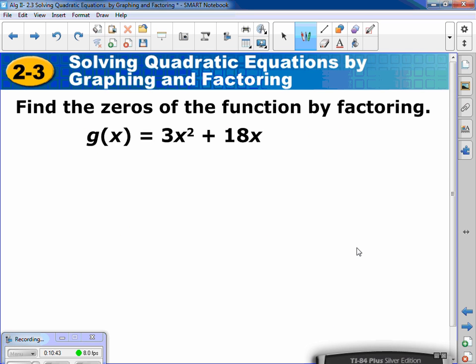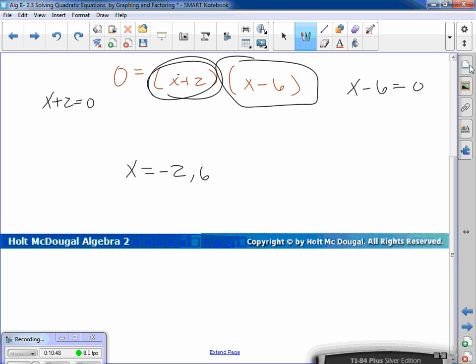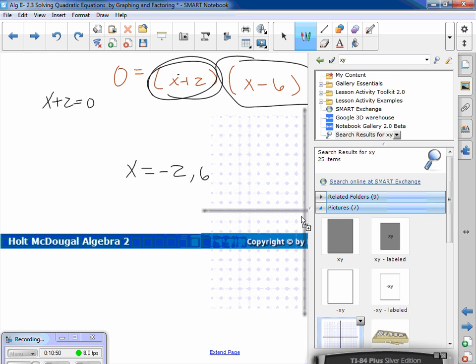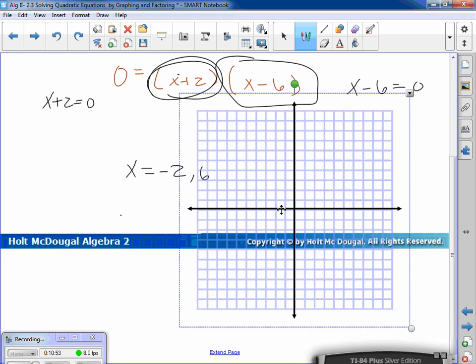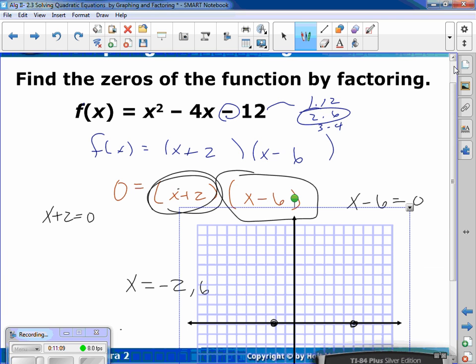Now, graphing it, I have a 0 at negative 2. I have a 0 at 6. So I have these 2 points, my 2 zeros. Is my parabola going to go up or down? How do I know it goes up? X squared is positive. What I need to know is the vertex now.